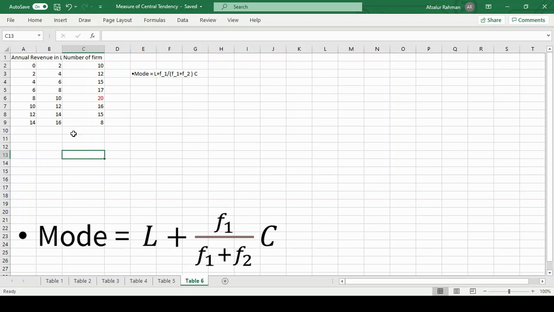We found that 10 companies have annual profit less than 2 lakh rupees, and 12 companies have annual profit more than 2 lakh but less than 4 lakh. So their profit is between 2 to 4. Another company group has profit between 4 to 6. There are 15 companies. So in this way, we have a certain number of companies in each group, based on how much profit they are earning.